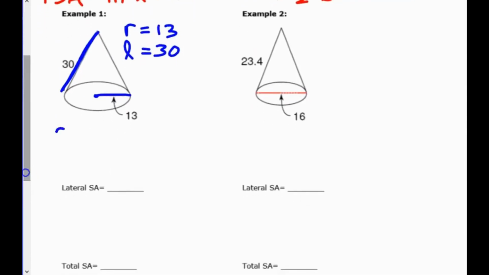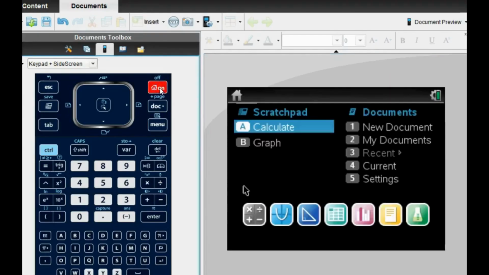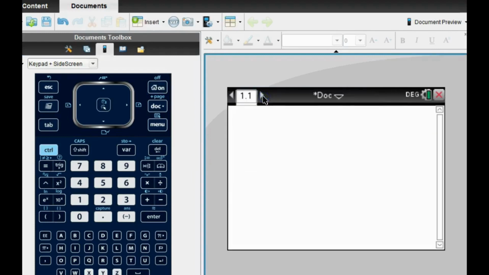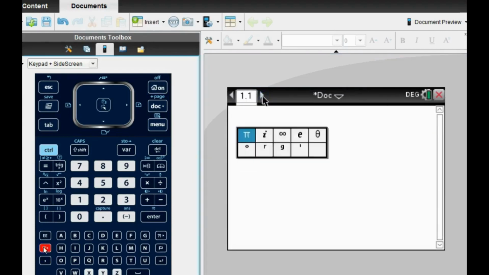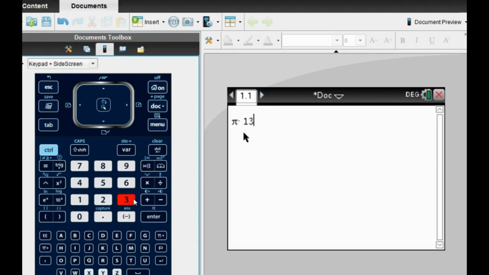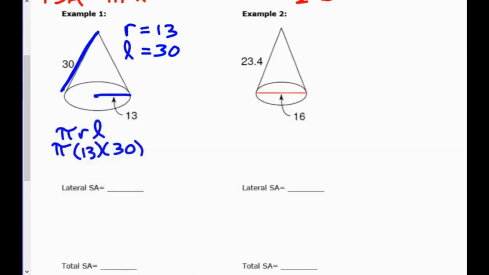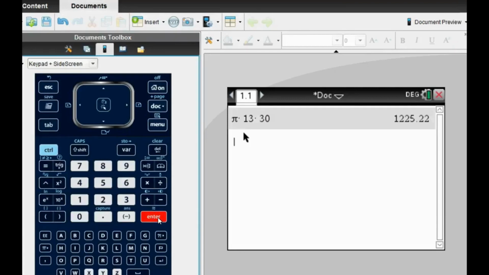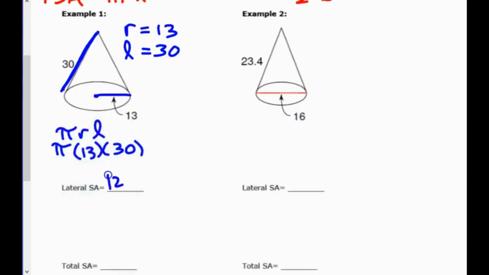So for lateral surface area, pi r L is pi times 13 times 30. Now I can go into my calculator and multiply that. Pi button down at the bottom left times 13 times 30, right? And I get 1,225.22. Let's write that down. And it would be units squared, okay, whatever the units are.